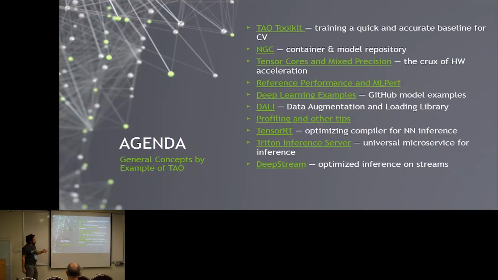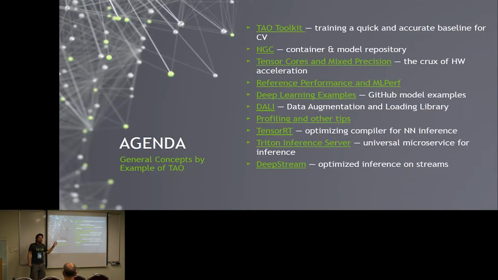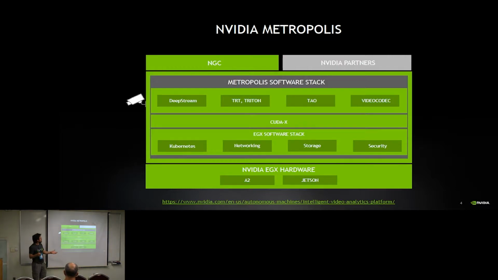My idea for this talk is to use this TAO Toolkit, the name of which I will be pronouncing a lot during this session, as an example of these tips I will be giving on how you could accelerate your own neural networks and your own code. And let's begin with what TAO Toolkit is.